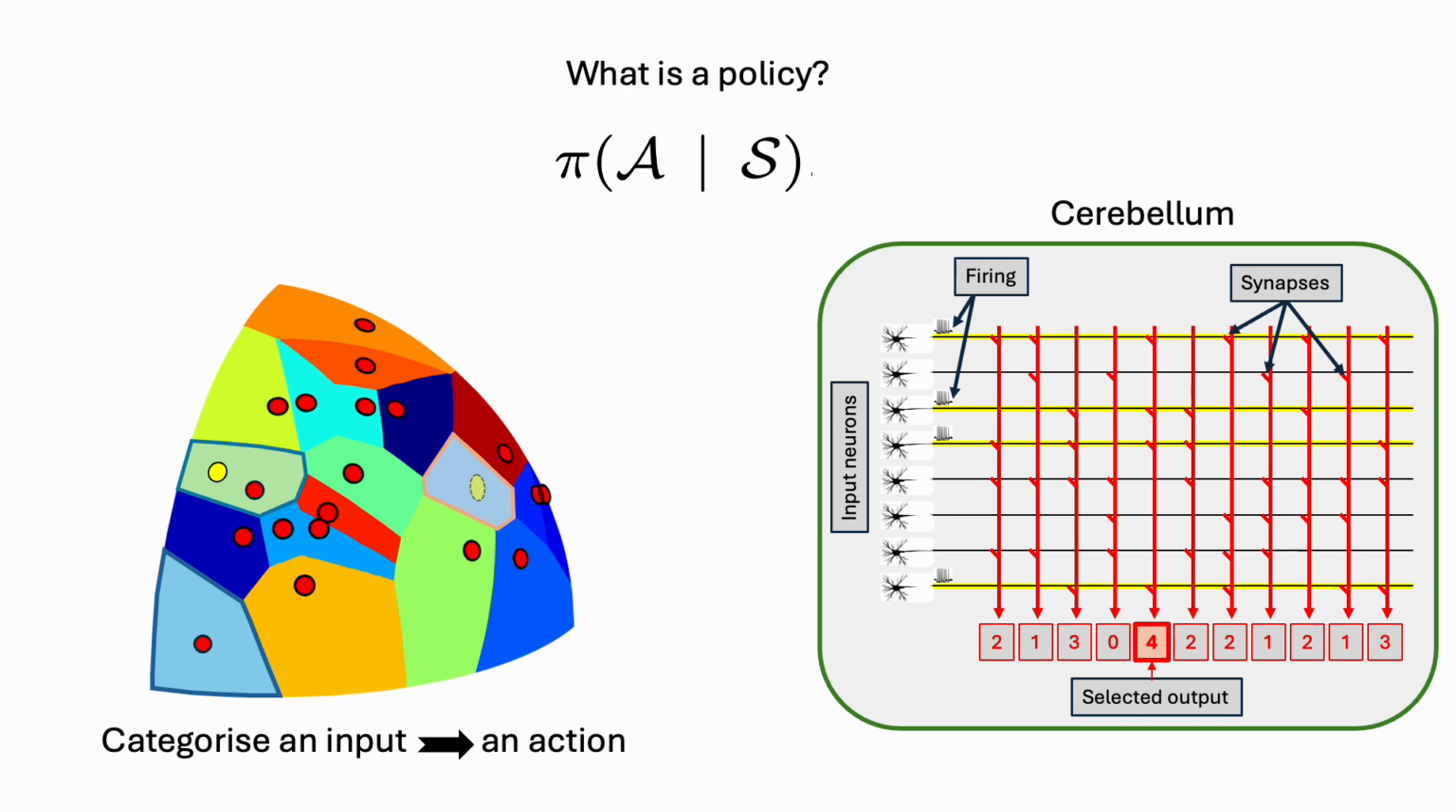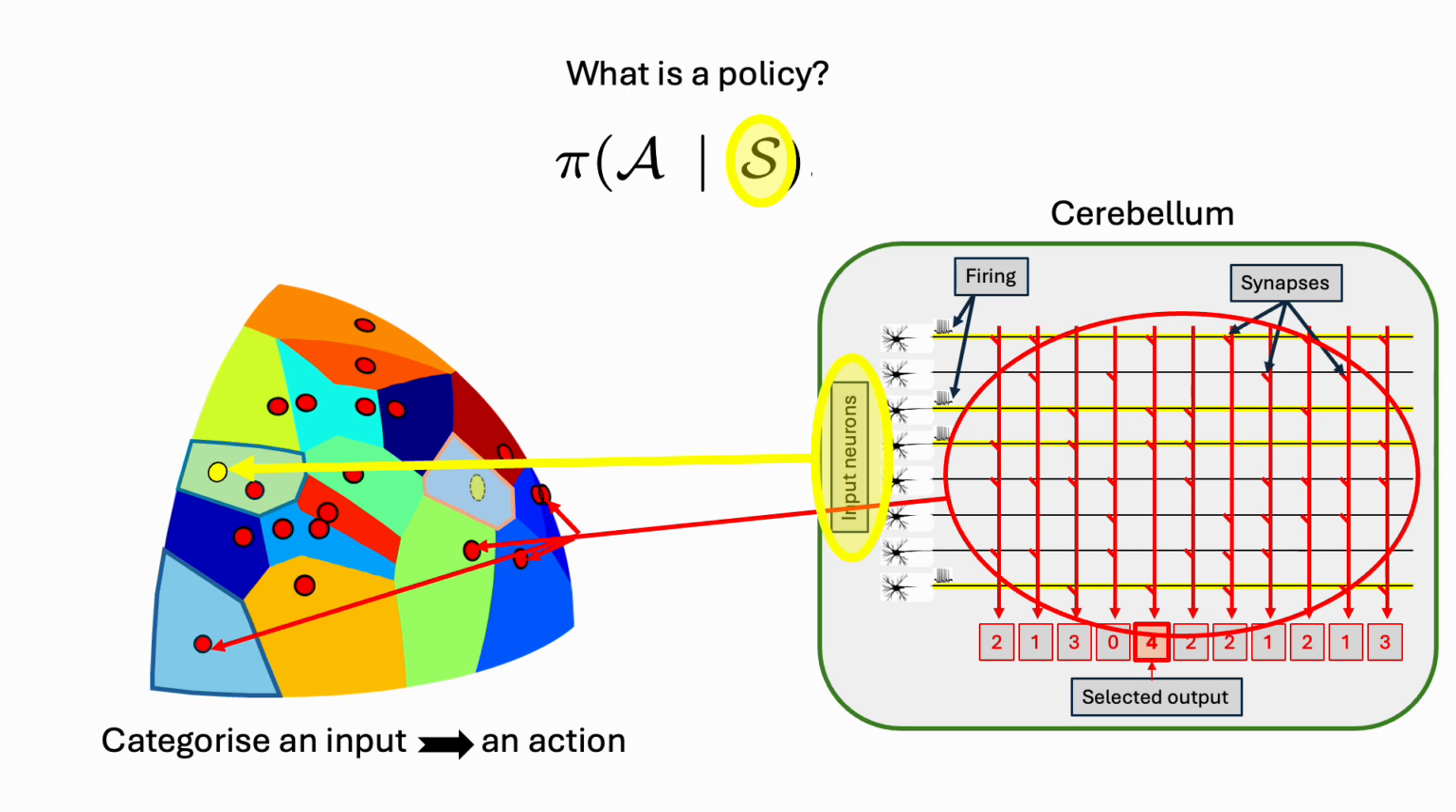One example is the cerebellum, where the current state is the activity of the input neurons, and the categories are defined by the synaptic weights of the Purkinje cells, shown in the high dimensional space by the red dots. So the Purkinje cell closest to the current input state in the 100,000 dimensional space determines the output.